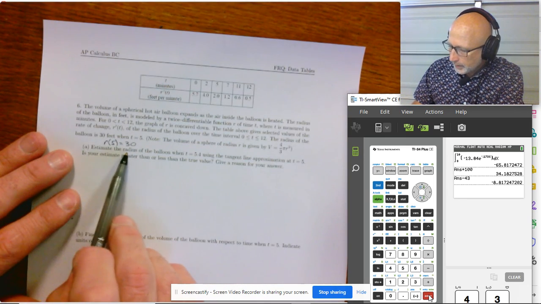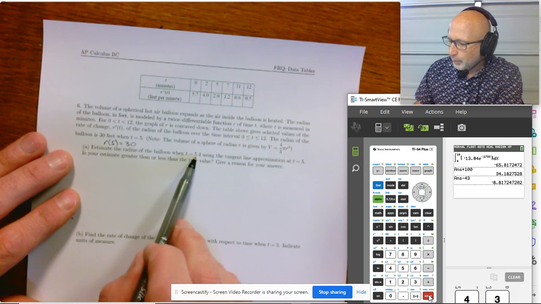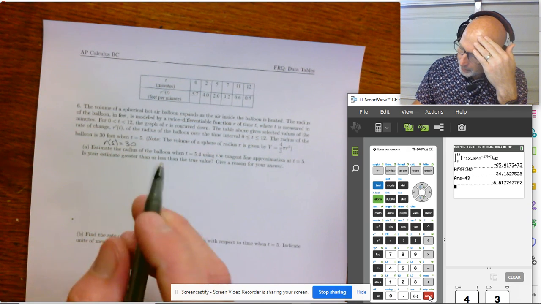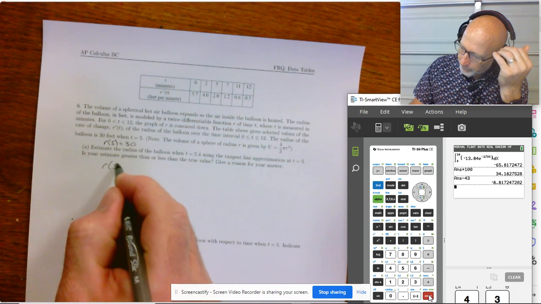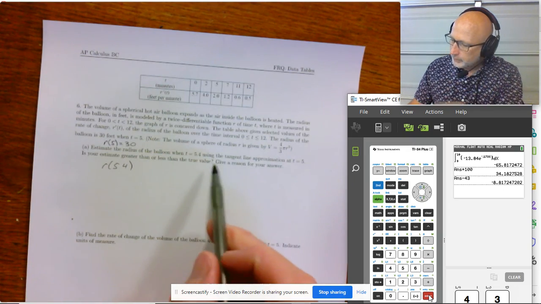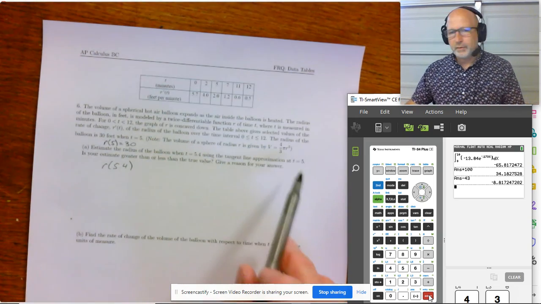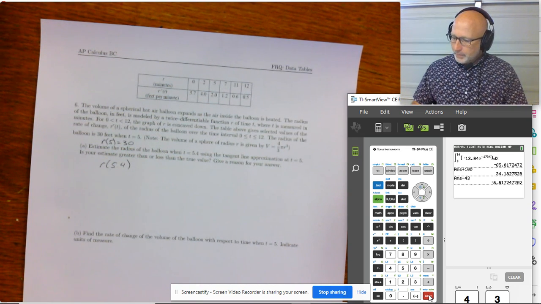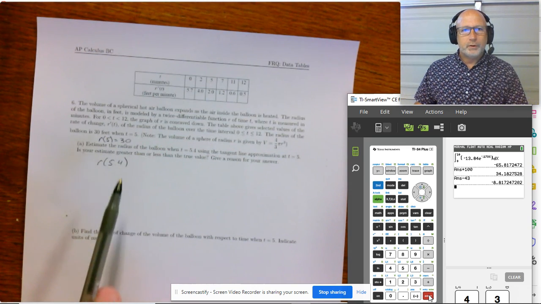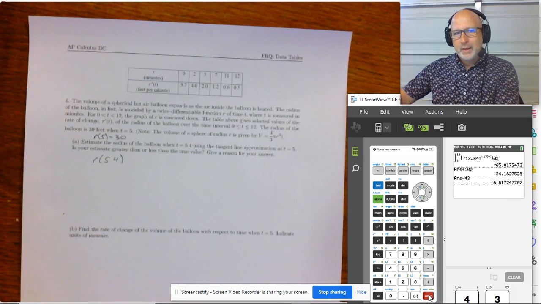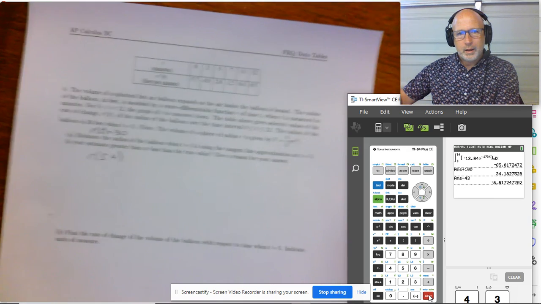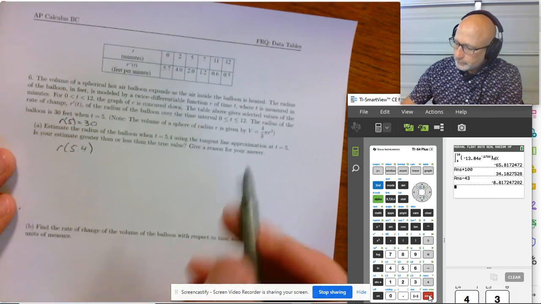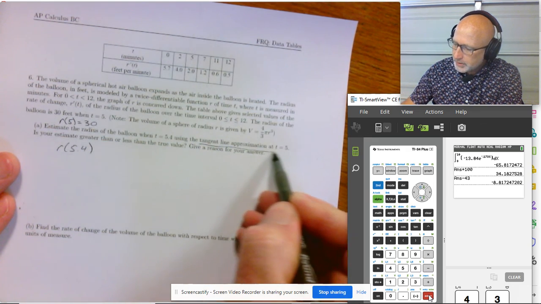So estimate the radius of the balloon when t is equal to 5.4. So what are they doing? They're trying to ask us to find r of 5.4 using a tangent line approximation at t is equal to 5. So it's a little bit different. Before, they were giving me a point and asking me to find a point. We'd use the first fundamental theorem of calculus, but they actually don't give us quite enough information here. And so they're asking us to do it a little bit differently. So I need to use a tangent line approximation at t is equal to 5.